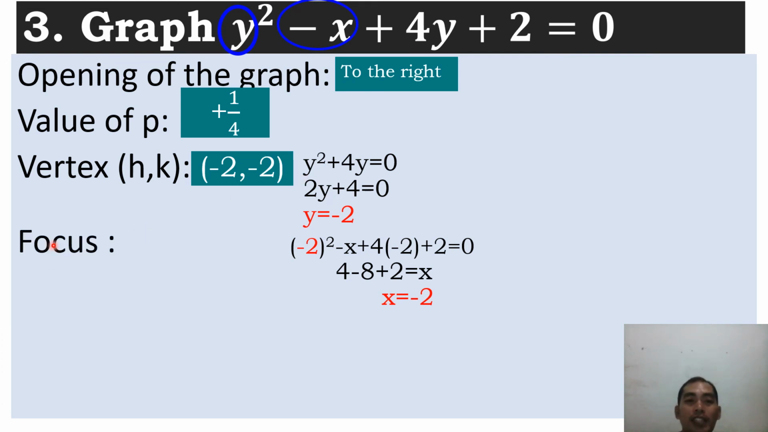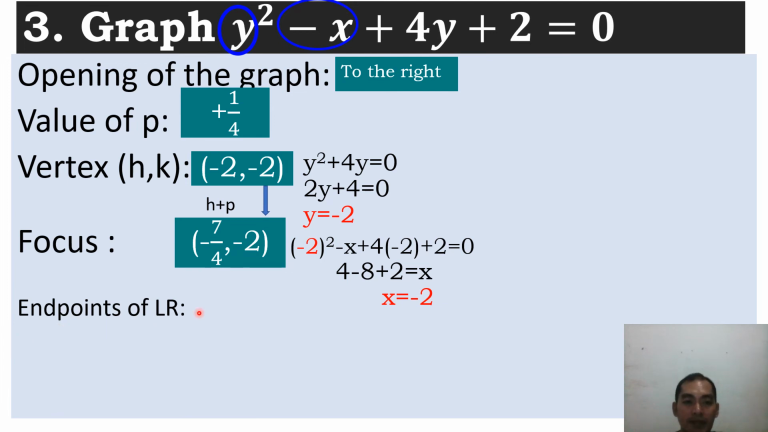How about to get the focus? The leading variable is y. We copy the y value from the vertex going to the focus. They are the same. And how about the x value of the focus? It's the x value of the vertex plus p. Negative 2 plus 1/4. Negative 2 times 4 is negative 8. Plus 1, unlike signs, so negative 7 over 4. Okay? Negative 7 over 4, negative 2.